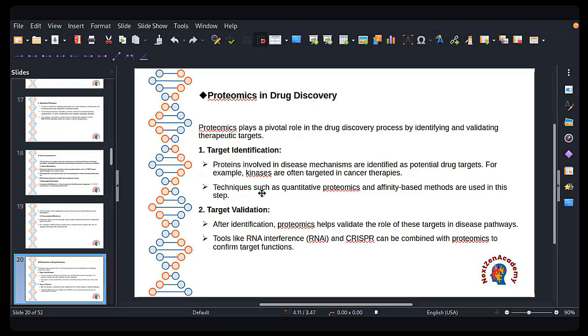Proteomics and drug discovery. So proteomics plays an important role in discovering drugs by identifying and validating therapeutic targets. हम क्या करेंगे? Target identification by following different techniques. We identify the drug target. Techniques such as quantitative proteomics and affinity-based methods are used in this step. The next step is target validation. After identification, proteomics helps validate the role of these targets in disease pathways. Tools like RNA interference and CRISPR can be combined with proteomics to confirm target functions.